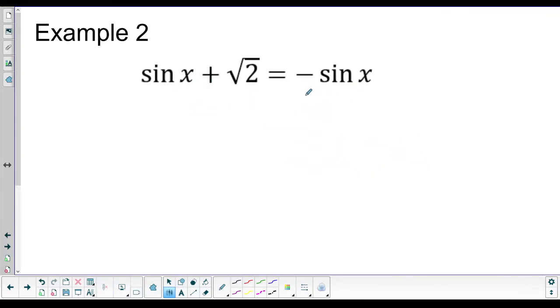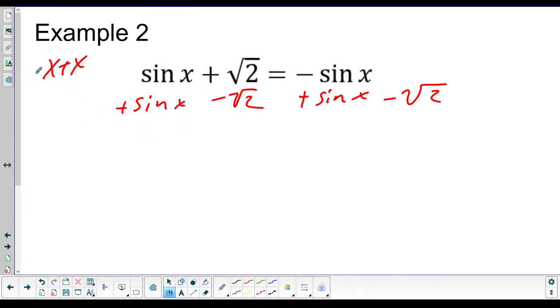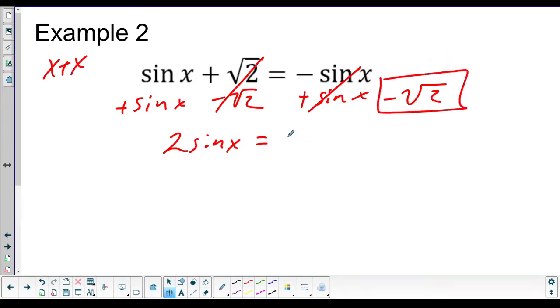So let's add sine of x to both sides. And then let's subtract radical 2 on both sides. So sine of x plus sine of x, this works very similar to just like x plus x. This would be 2x. So sine of x plus sine of x, this would be 2 sine of x. Equals, these cancel. Negative sine of x plus sine of x cancels. And then you don't have anything to subtract from, so it's just negative radical 2.